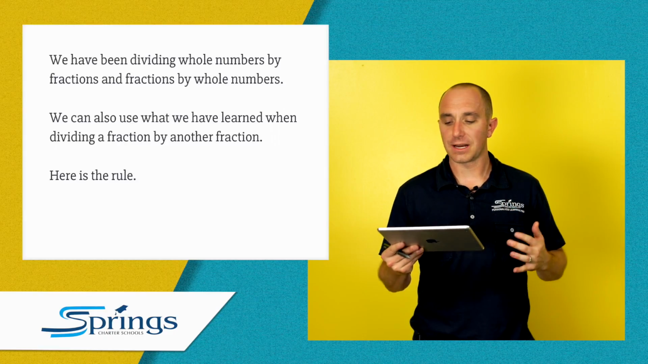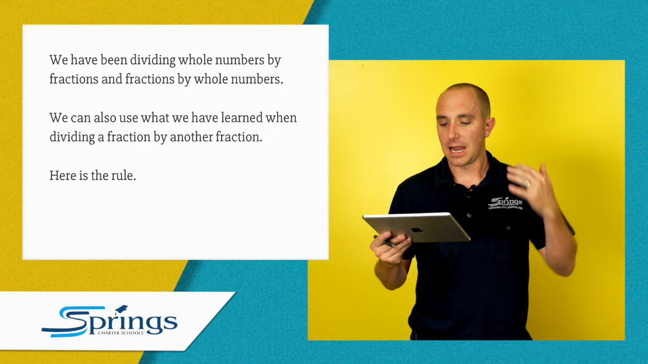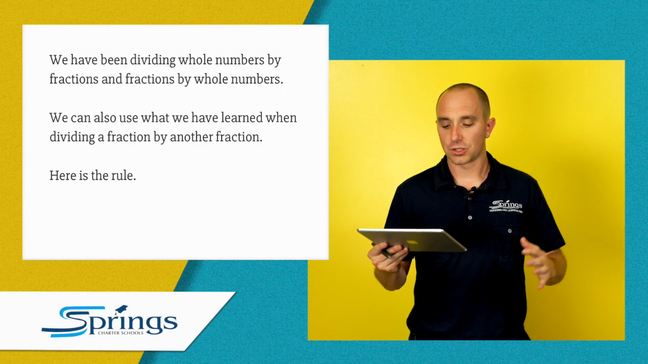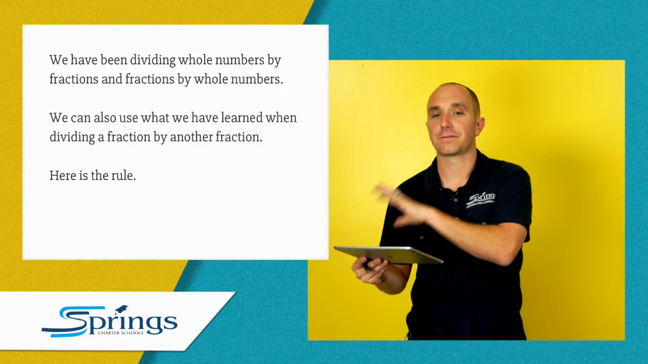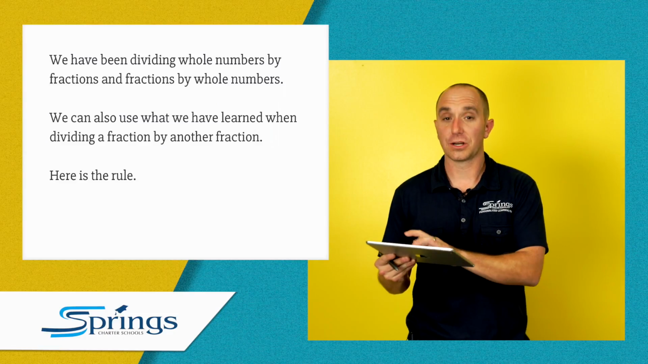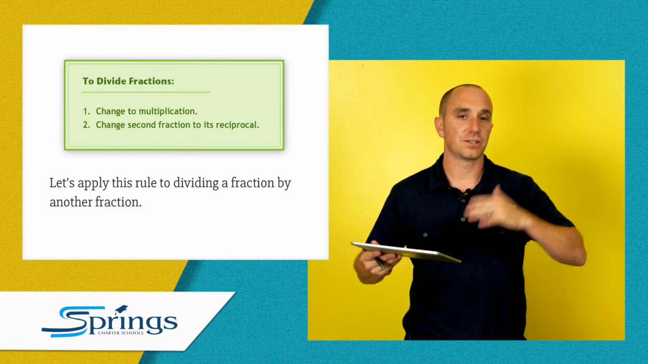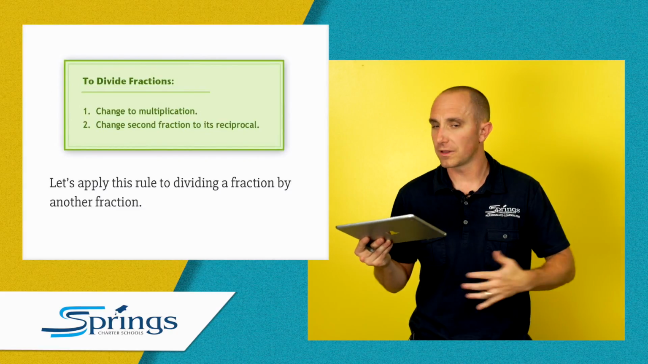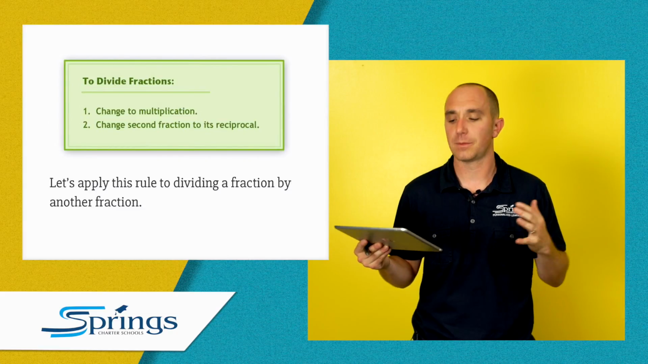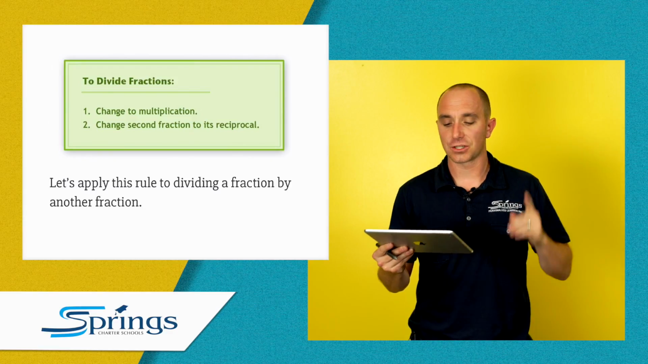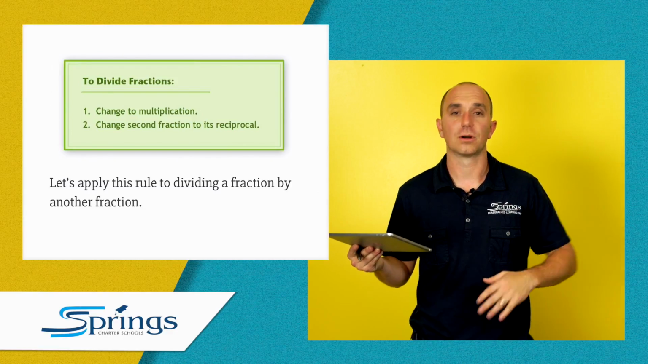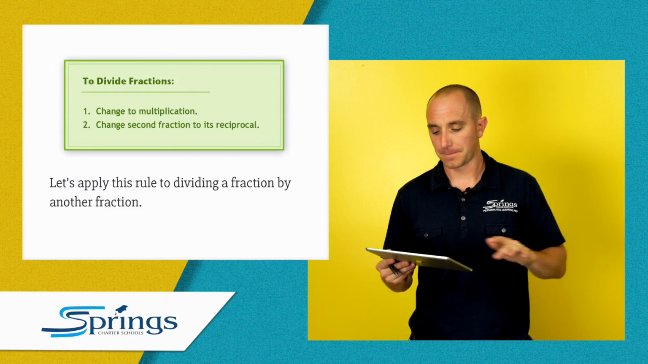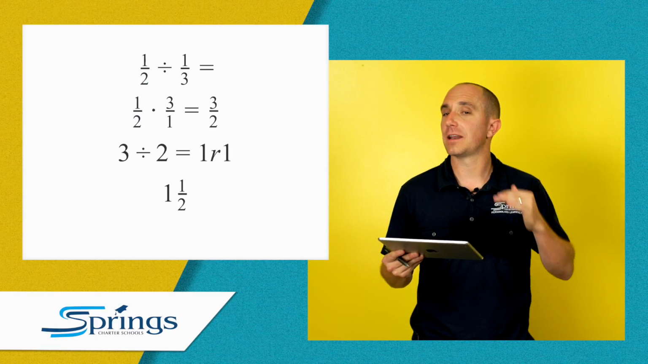Okay, we've been dividing whole numbers by fractions and fractions by whole numbers. So we can also use what we've learned when dividing a fraction by another fraction. We've been doing a ton of this. So here's the rule, as you've seen before. As you can tell, I'm going over that rule again and again because it's so important to remember. So to divide fractions: 1, change to multiplication. 2, change the second fraction to its reciprocal. Keep, change, flip.